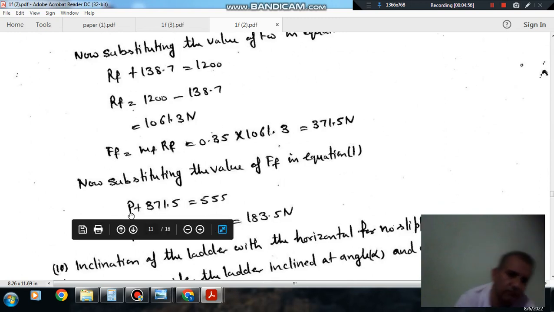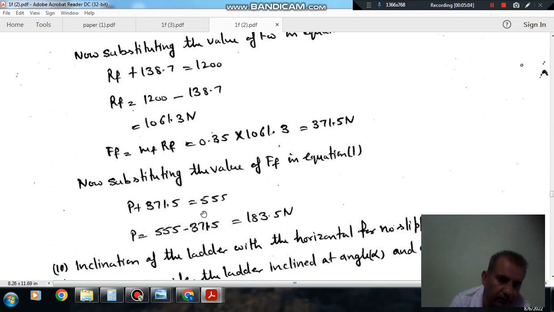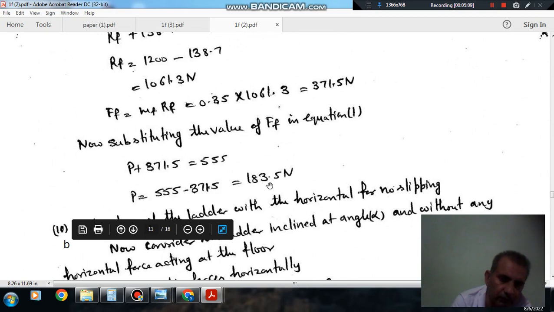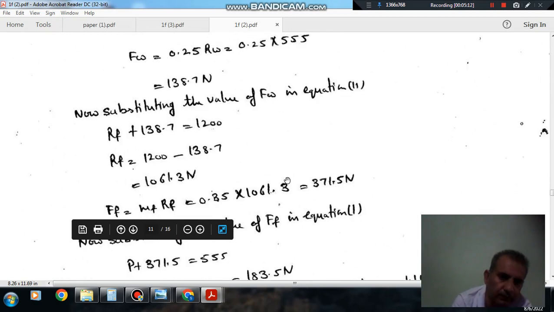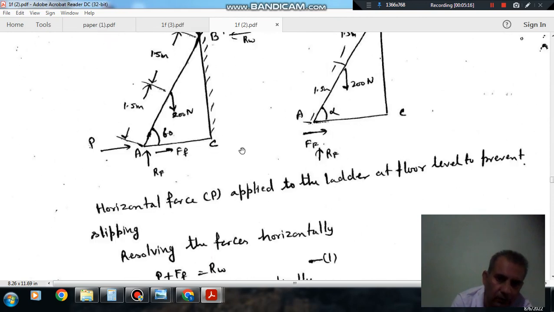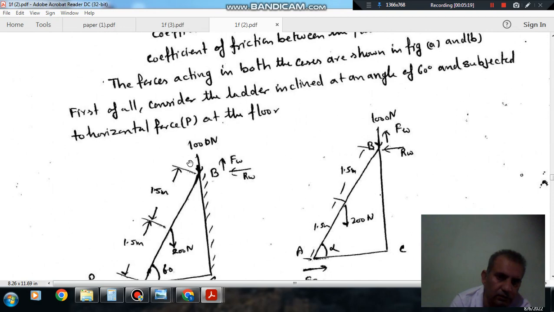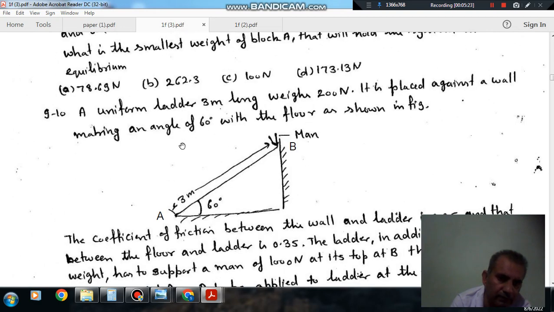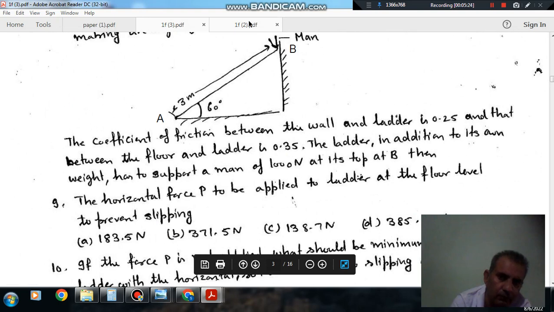Okay, so now we have all the forces, and putting in equation number 1 the value of FF and RW, we can find out the force required to prevent slipping, that is 183.5 Newton. Okay, so that is the force required to prevent slipping. So the answer to question number 9 is A.